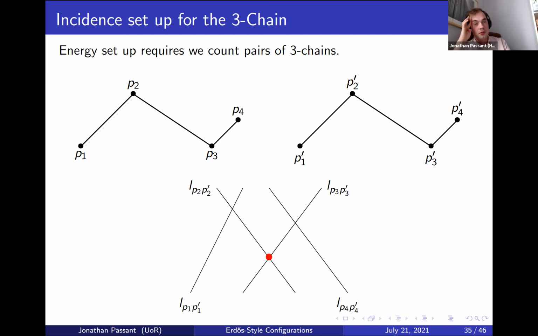Right. And so, as has come up a couple of times already, when you start with the energy step, you want to count pairs. And so if you take pairs of 3-chains, this is the incidence structure you get on the bottom. You end up with 4 lines coming from each pair of points. And then the incidences mean that the distances are the same. So this first incidence between L P1 P1 prime and L P2 P2 prime comes from the distance between P1 and P2 being the same as between P1 and P2 prime. And this is the same all the way along. And so you think of the central point, and we're going to think of things coming out from the center.